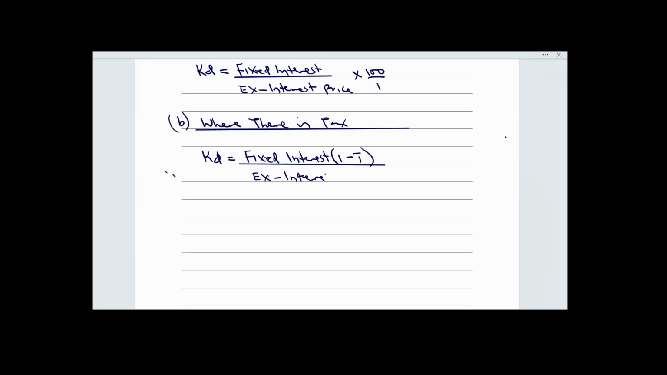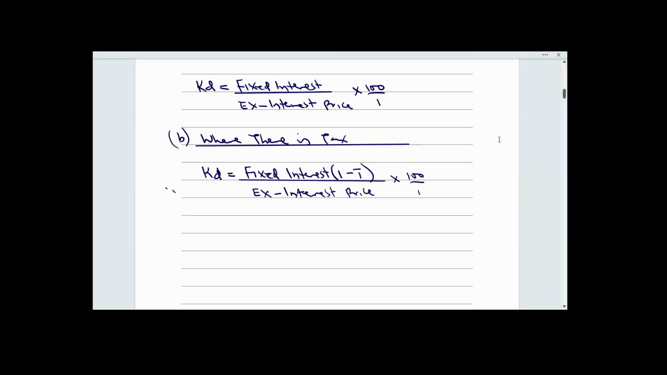Ex-interest price multiplied by 100 over 1. So that's just the difference between the two.